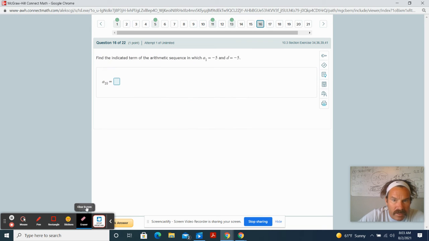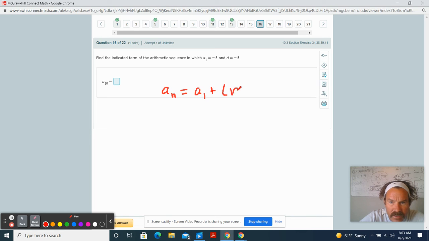Clear my screen here. Okay, it says find the indicated term of the arithmetic sequence in which a sub 1 is equal to -5 and d is equal to -5. Okay, so let me write down the formula again. I always start by writing down the formula. A sub n equals a sub 1 plus n minus 1 times d.